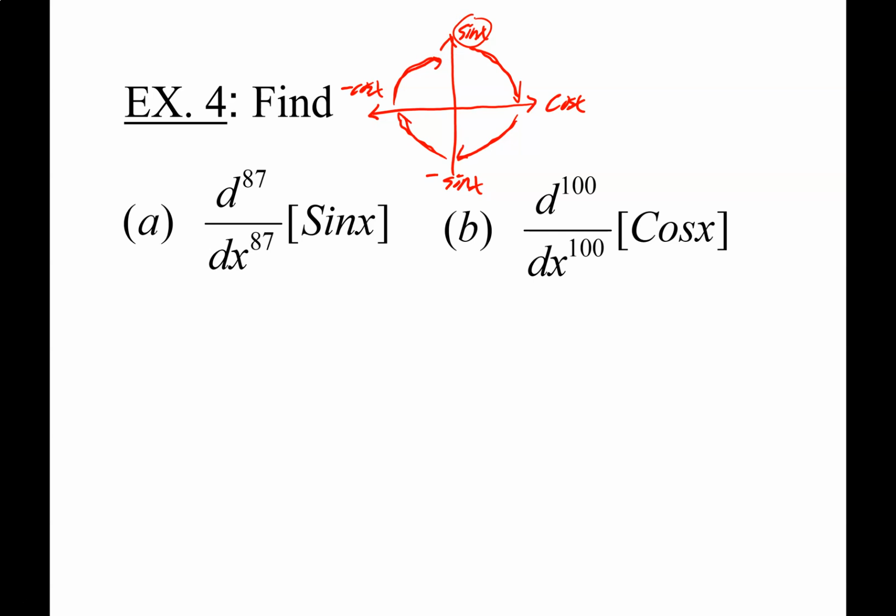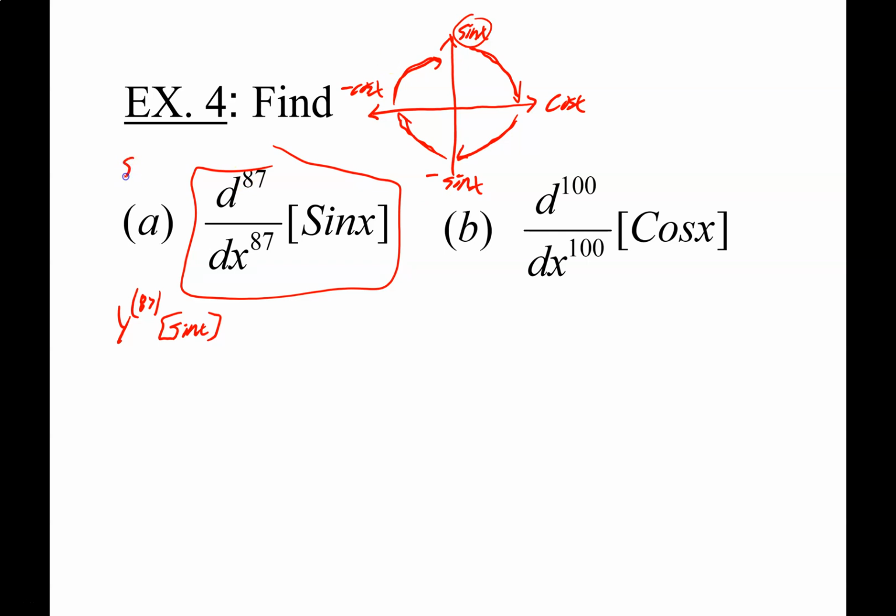That's the key here. Now the notation. What this means, d^87/dx^87 of sine x, it means I want you to find the 87th derivative of sine x. Now the last thing I want to do is, okay, so sine is cosine, and then negative sine, then negative cosine, then back to sine. So really what I know is this. I know these derivatives repeat after 4 iterations.